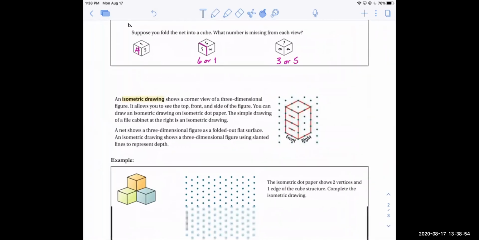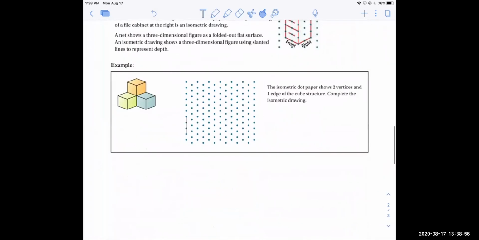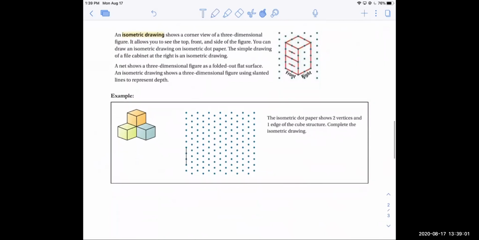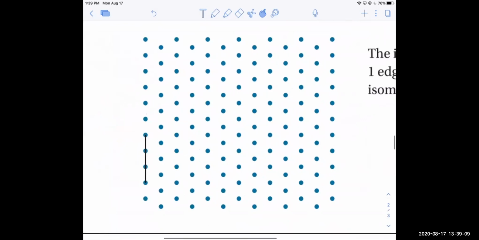Draw in color. But you didn't think that was going to happen on your first official day of your freshman or sophomore year. These are called isometric drawings. So this is called isometric dot paper.